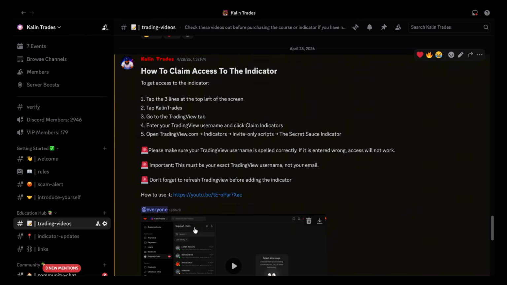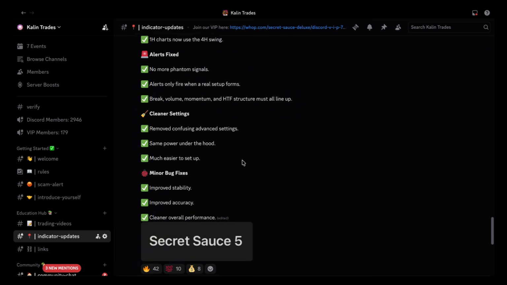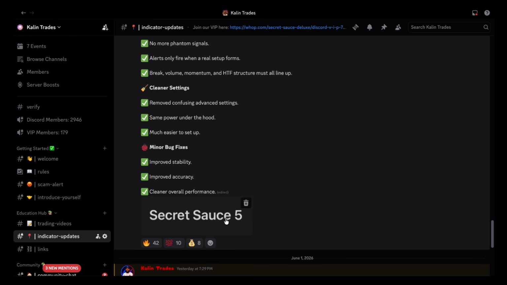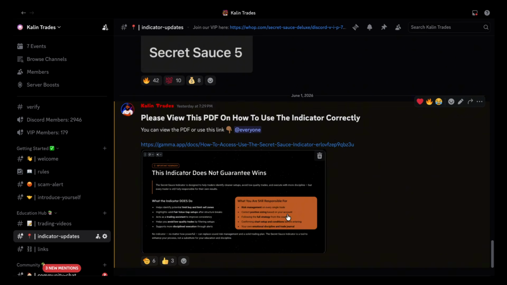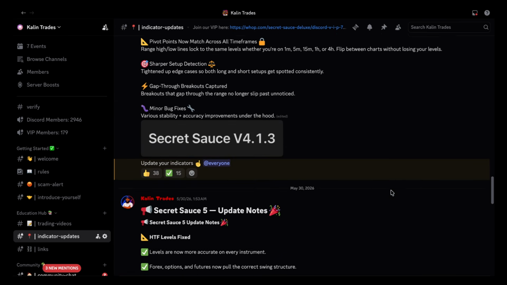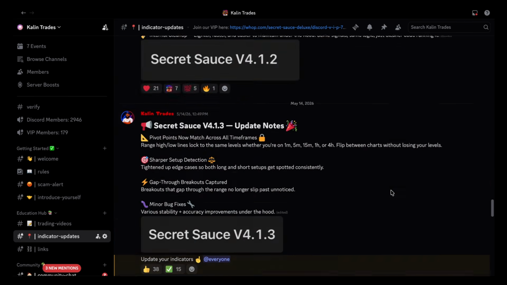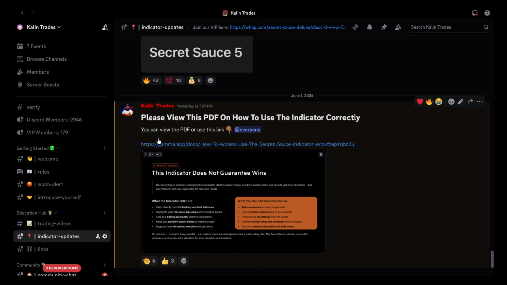And then it talks about my indicator. How do you have access to it? I also give routine indicator updates. So currently we're on Secret Sauce 5. Now it may go up to Secret Sauce 6. Actually, the name's getting ready to change, so it's not gonna be called Secret Sauce no more. But you'll be up to date once you join it. We also have a PDF that tells you what the indicator does, how to access it, and how to use it.